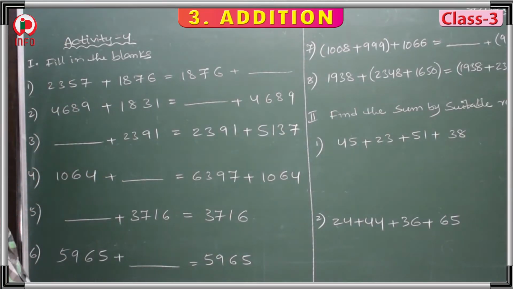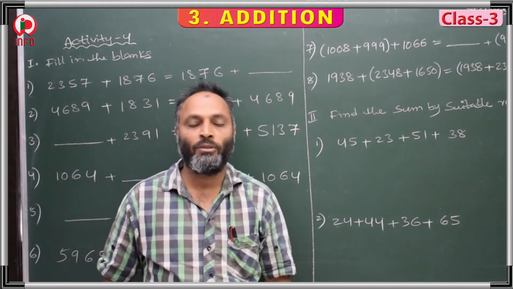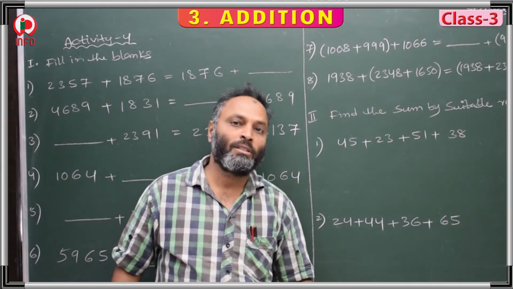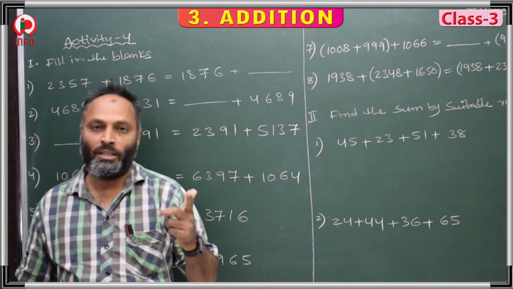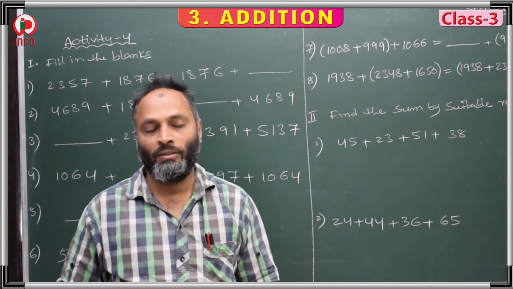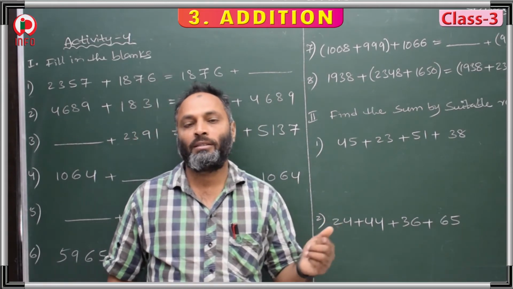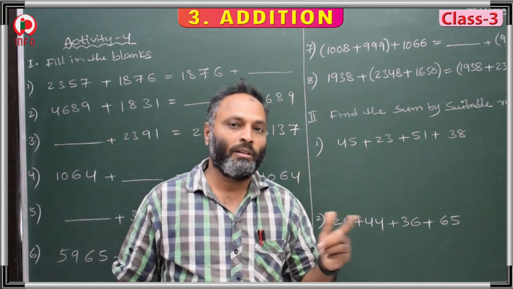Now in activity 4, this activity depends on our 3 addition rules. What are the 3 addition rules? Just as we discussed before, one is commutative, the other is associative, and the third is addition with 0. Associative is also called grouping. Commutative is called changing order.